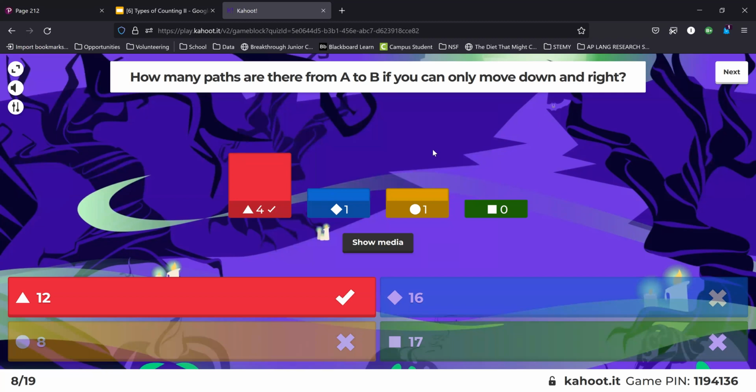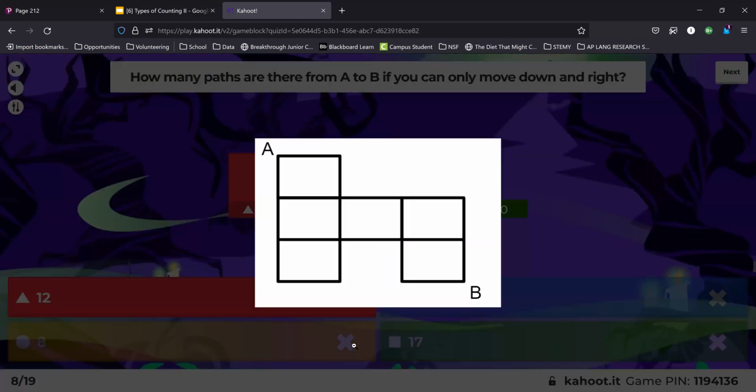Okay, so the answer is 12. So again, we would number the sides that A touches with ones for the vertices. So these two ones touch or connect to this vertex. So 1 plus 1 is 2, 2 plus 1 is 3, 3 plus 1 is 4 for this. So there would be 4 ways to get there.